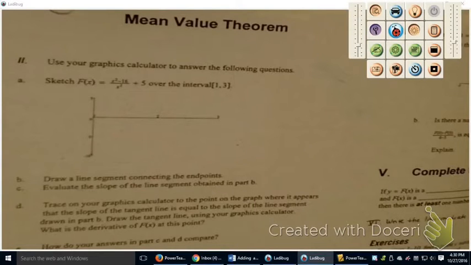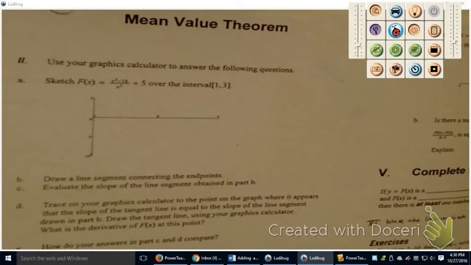The mean value theorem is one actual theorem you have to learn in calculus. There's a lot of rules in calculus, a lot of procedures, but the mean value theorem is an actual theorem. And I want to go through the process, explain what it means, and I think you'll understand it by the end of it. So first of all, the question is asking us to sketch that graph, x squared plus 16 over x squared plus 5 over the interval 1 to 3.